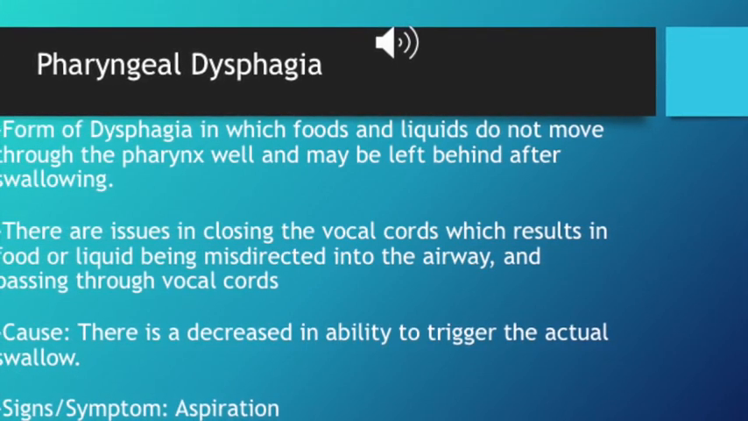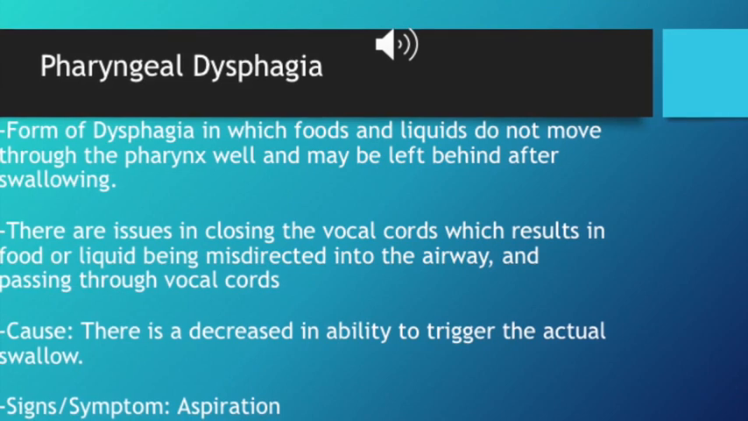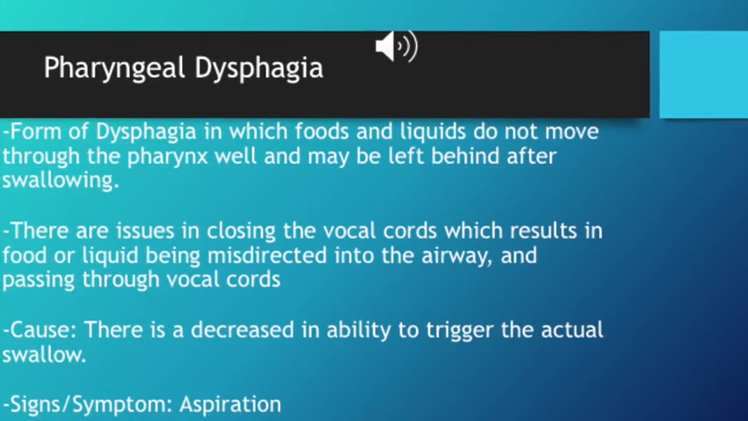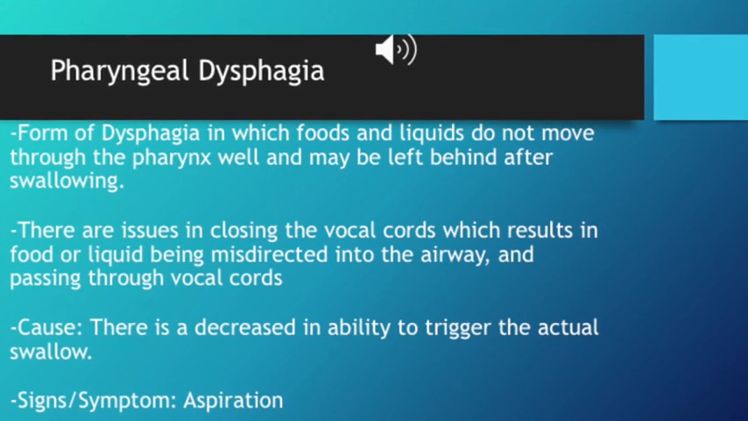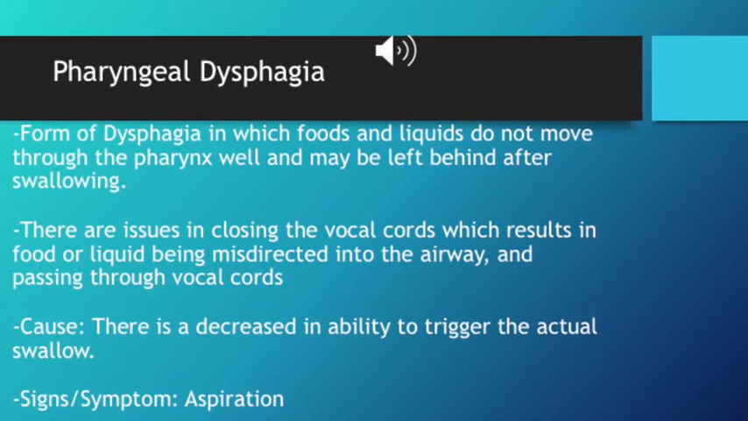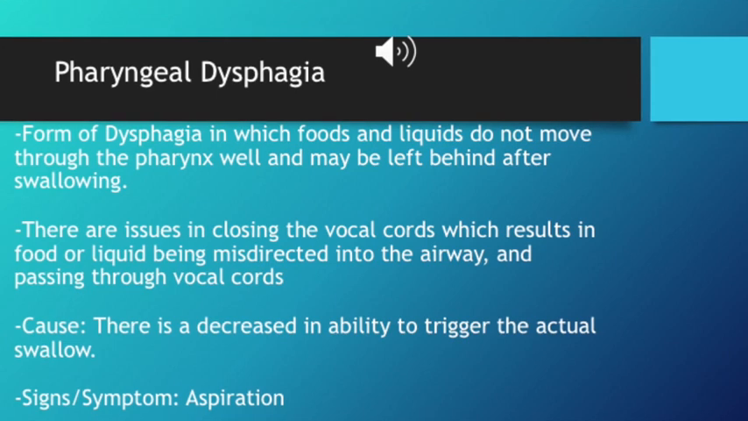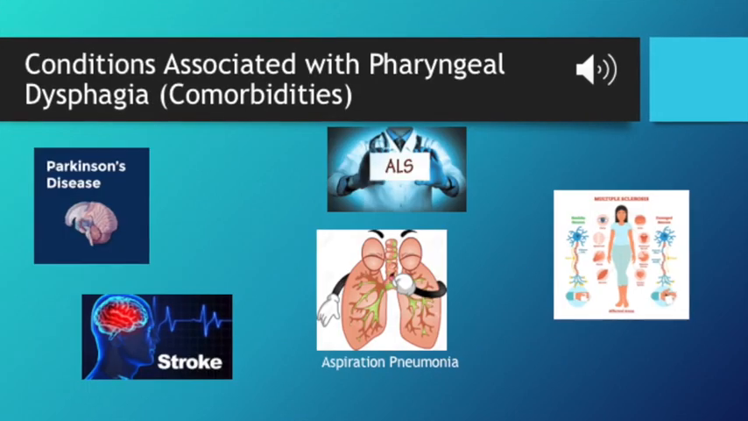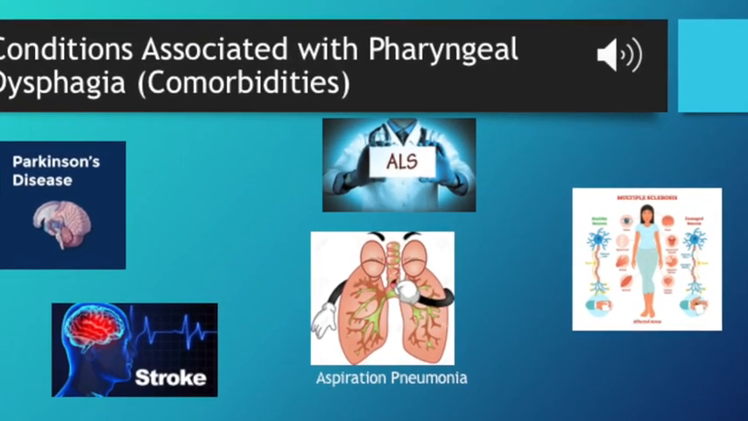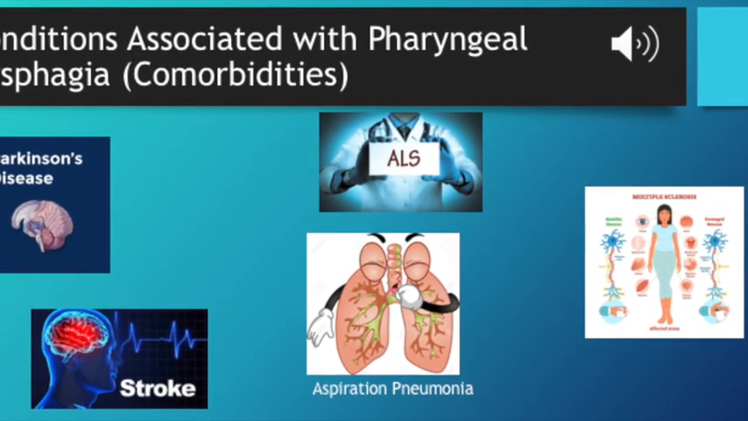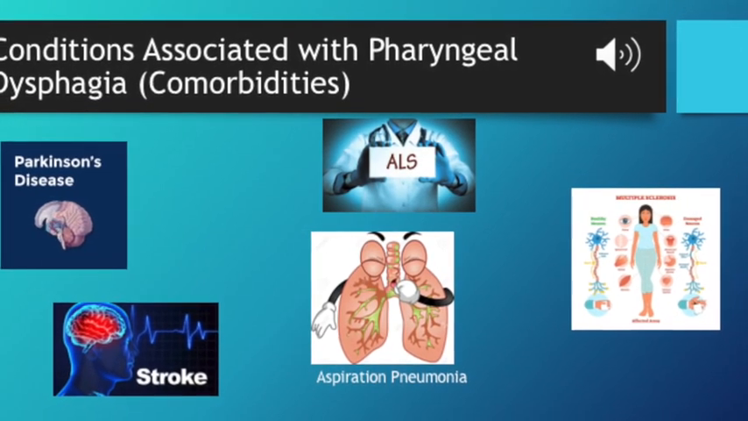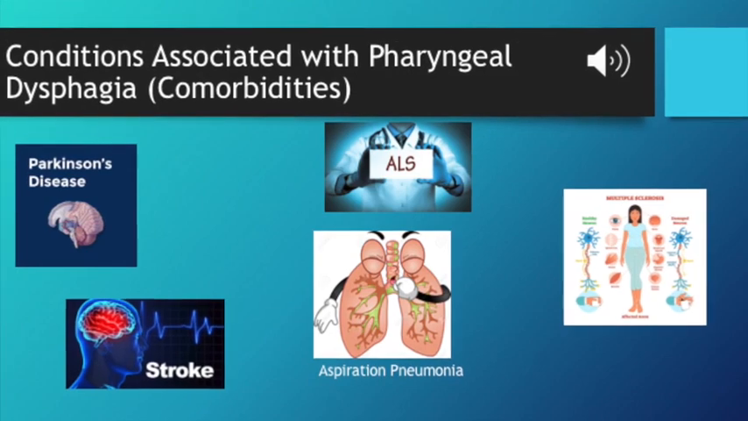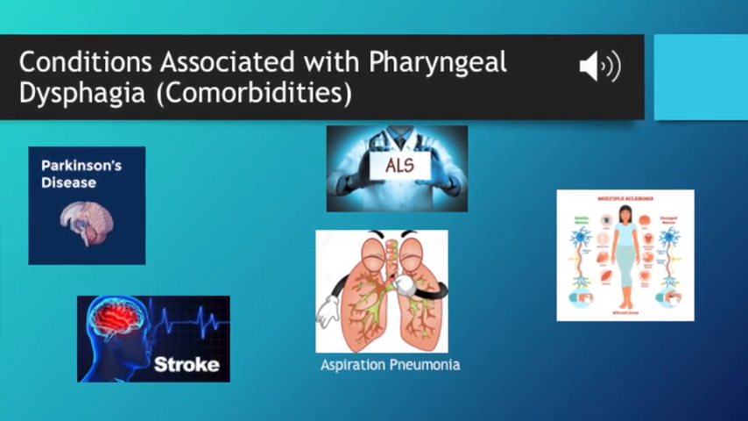Pharyngeal dysphagia and oral dysphagia go hand in hand with one another, even having similar associated medical conditions such as stroke, multiple sclerosis, and Parkinson's disease. As a result, these two forms of dysphagia are oftentimes combined together and called oropharyngeal dysphagia. Some conditions associated with pharyngeal dysphagia are Parkinson's disease, stroke, ALS, also known as Lou Gehrig's disease, multiple sclerosis, and aspiration pneumonia.